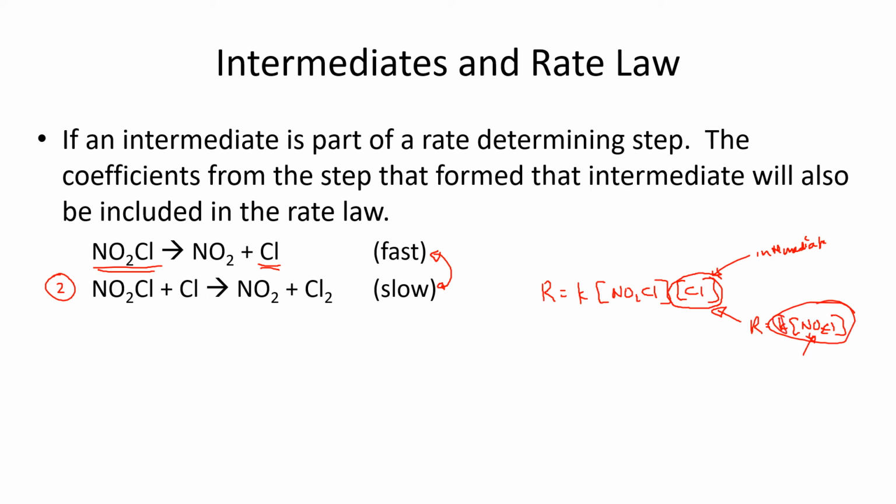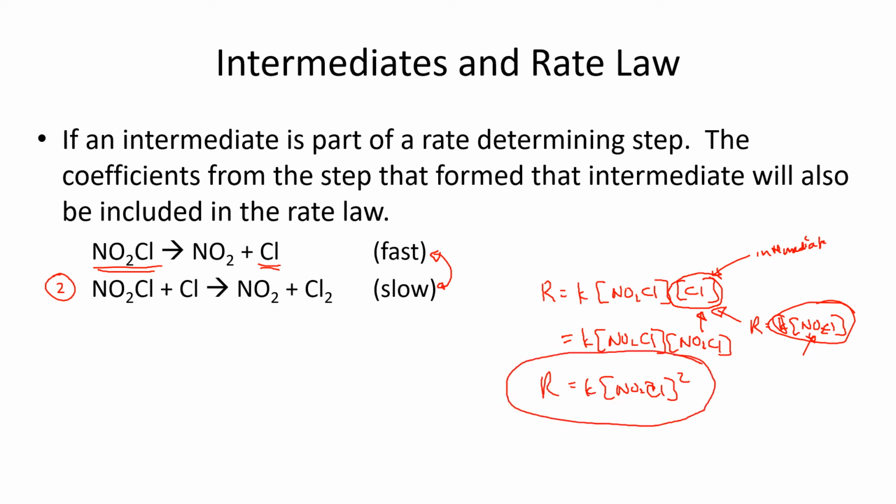So really all we need to do is put that part in here. This constant is going to blend in with the other constant. And what you'll end up with then is the constant times NO2Cl. And then we're going to sub in NO2Cl for this one. And then, of course, you can combine them. So the constant equals NO2Cl squared. And that'll be your overall rate for this overall reaction.